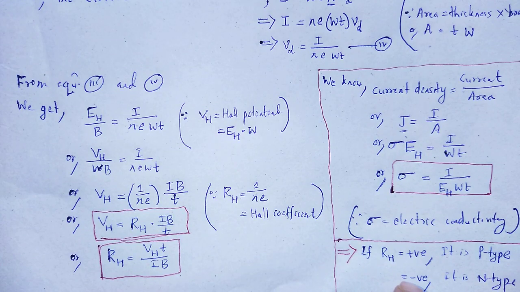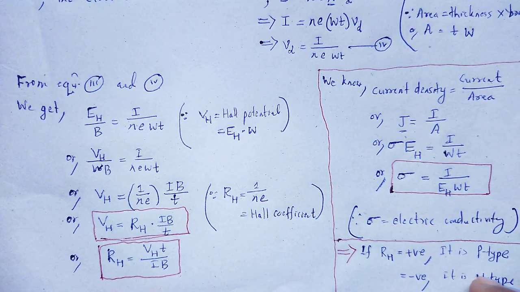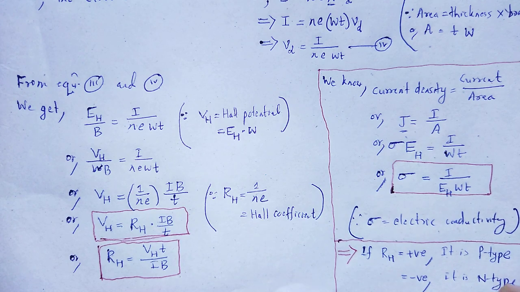By using the Hall coefficient, we can easily analyze what kind of semiconductors are used in particular situations.